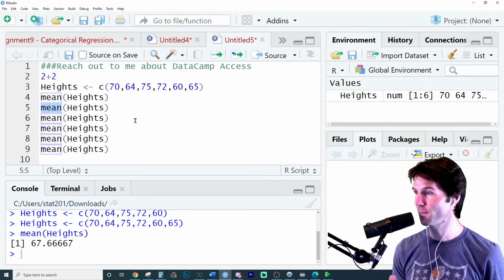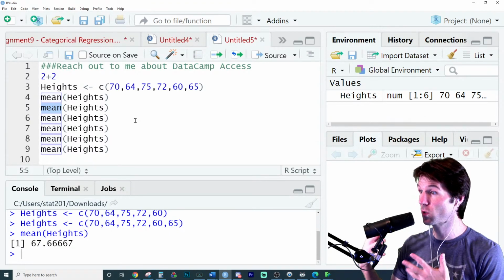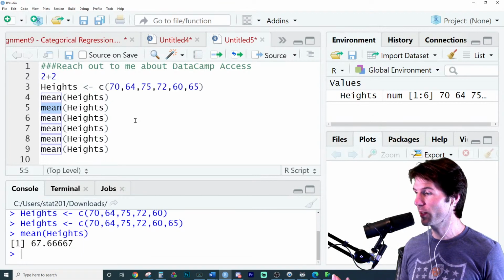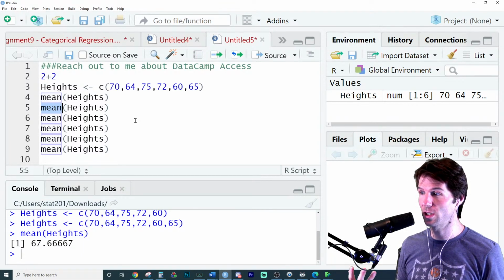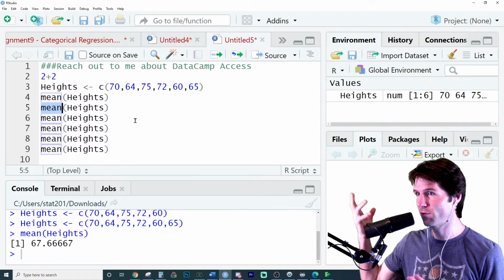What do you think I could do to take this vector right here, which is running a function on it? I want to find the standard deviation. What do you think I could do to the height vector I created to then take the standard deviation of that height vector? So I just have 6 observations.